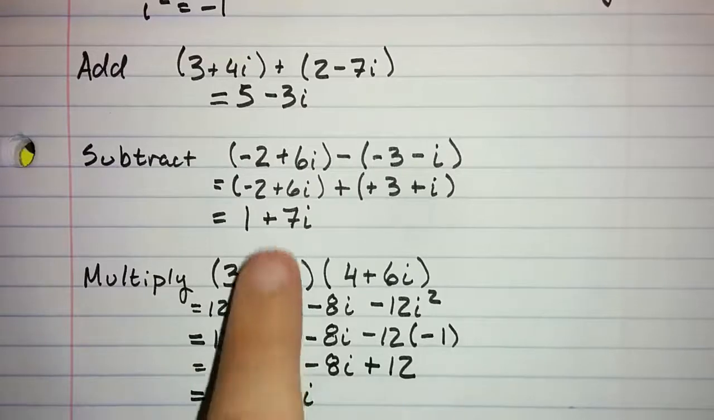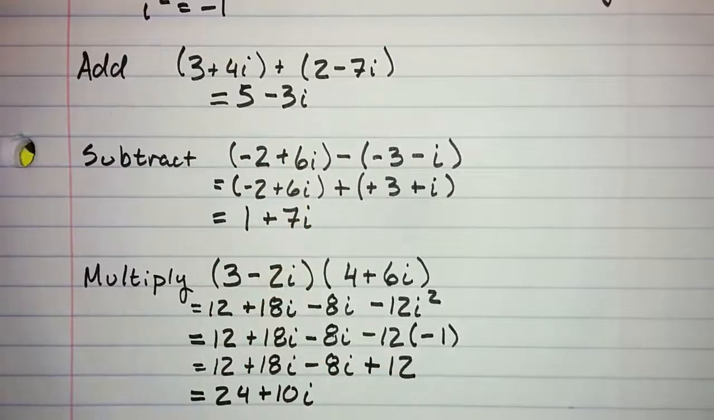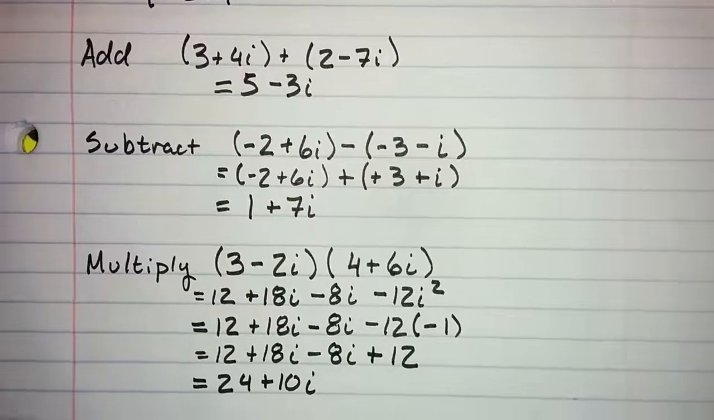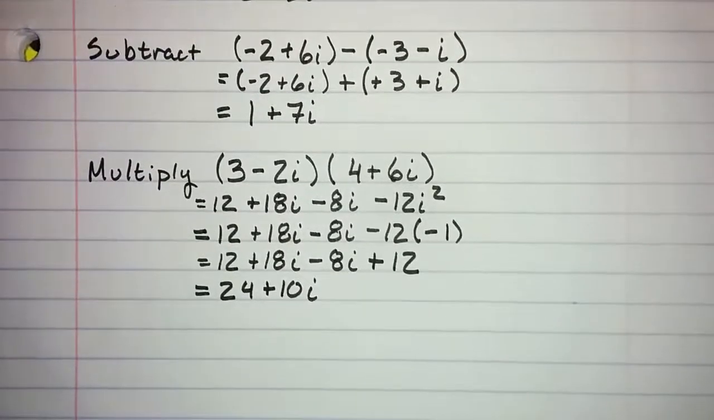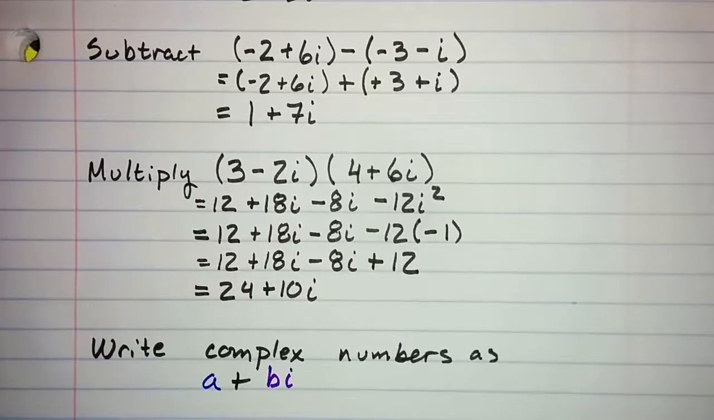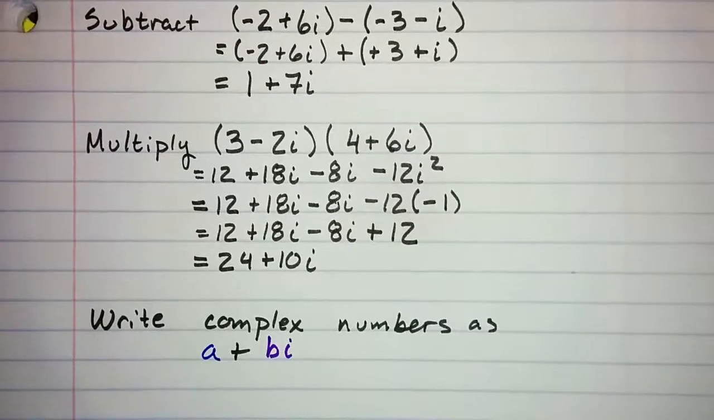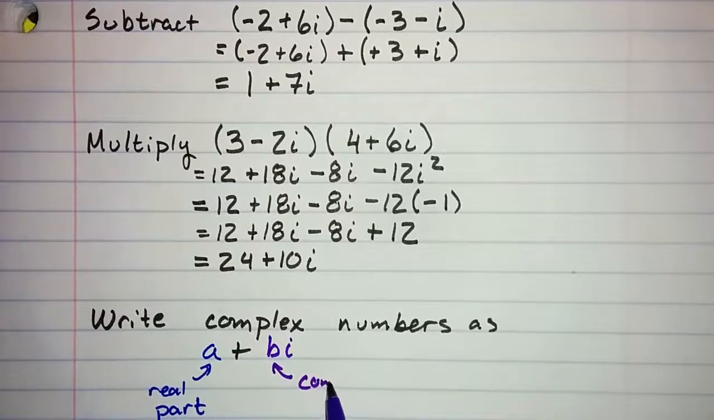I want you to notice something too in the way that we write our answers. Unless we have a compelling reason to do otherwise, we'll always write complex numbers in the form a plus bi. That is, the part without an i, called the real part, first. The part with an i, called the complex part, second.